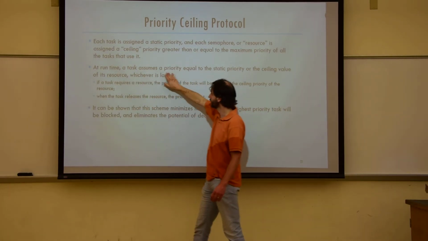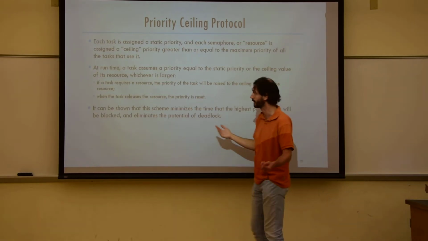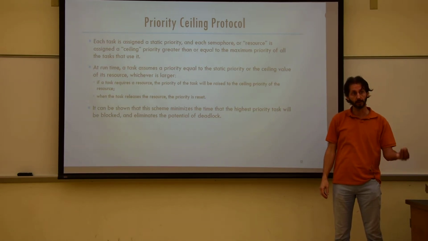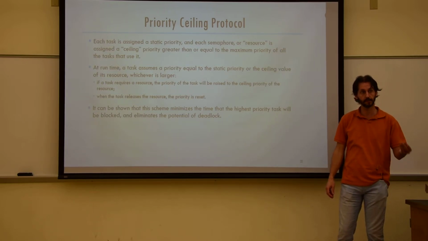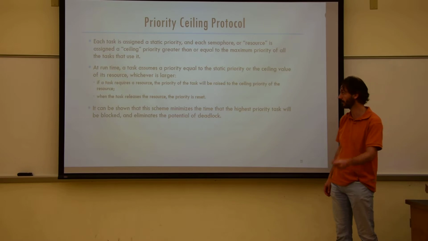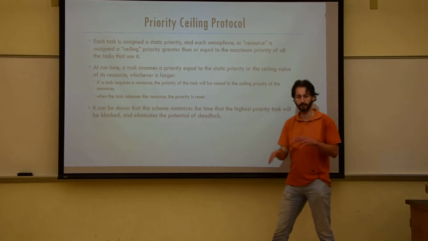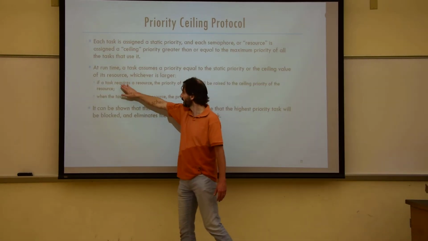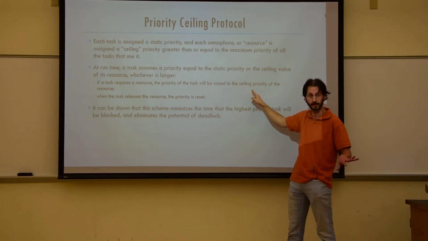So at runtime, a task assumes a priority equal to the static priority or the ceiling value of its resource, whatever is larger. In other words, you inherit the priority of the highest priority task that uses that same resource, which means that you're going to finish fast enough. You will not be interrupted by medium priority processes that will kick you out, and therefore you have this unbounded priority inversion. So if a task requires a resource, the priority of the task will be raised to the ceiling priority of the resource. That's what I just tried to explain.